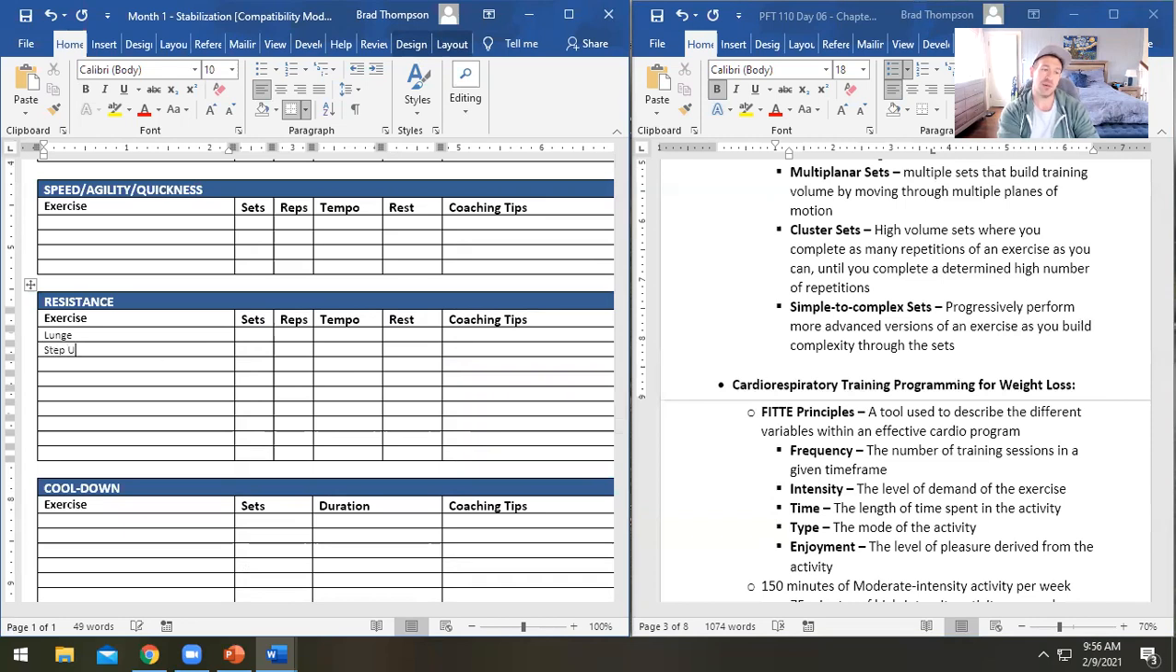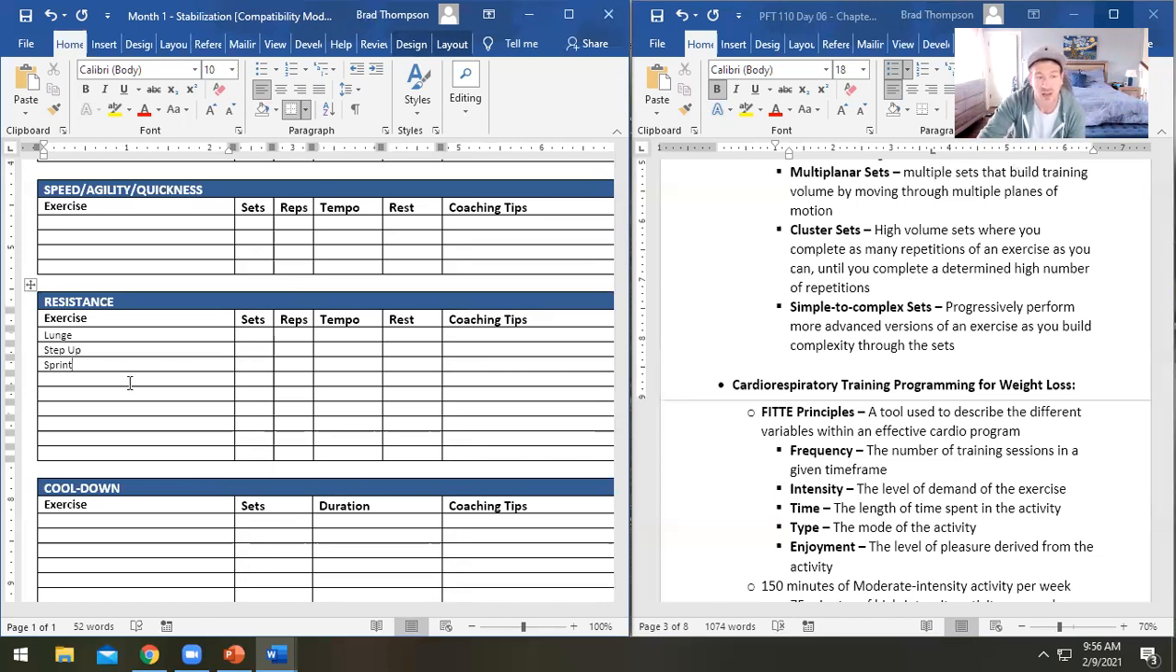Let's do a step up, and then we'll do sprint. Okay. So here's how this is going to work. We're going to focus on building through different planes of motion. You guys might remember, I mentioned them very briefly. We didn't spend a ton of time on it. But there are different planes of motion that we typically move through. There's front to back movements, which is the sagittal plane. There's side to side movements, which is the frontal plane. And then there's twisting movements, which is the transverse plane.